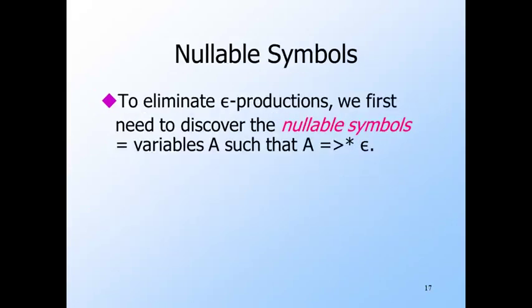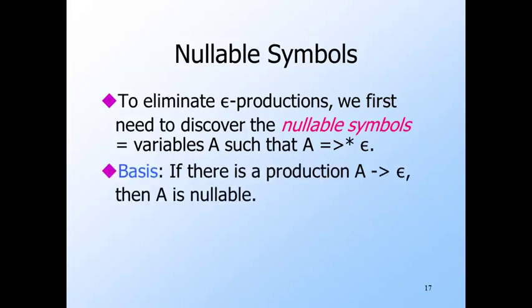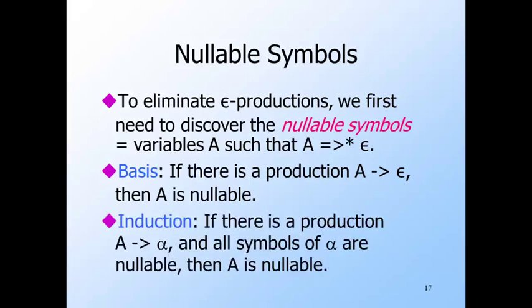To eliminate epsilon productions, we need yet another discovery algorithm, this one to find the variables that derive the empty string by one or more steps. We call them nullable symbols. The basis of the discovery algorithm is that if A has a production with an empty body, then it is surely nullable. And the induction is that if A has a production with body alpha, and alpha consists only of variables that are nullable, then A is also nullable.